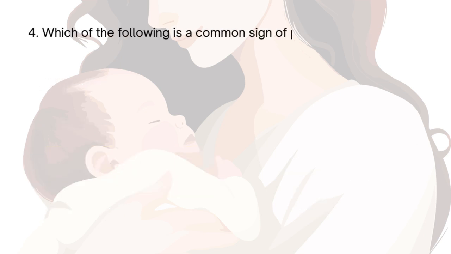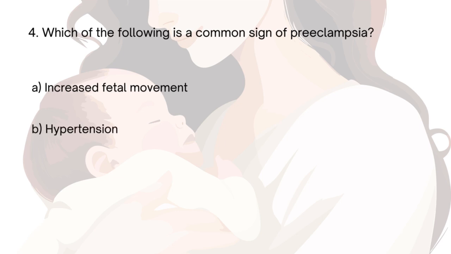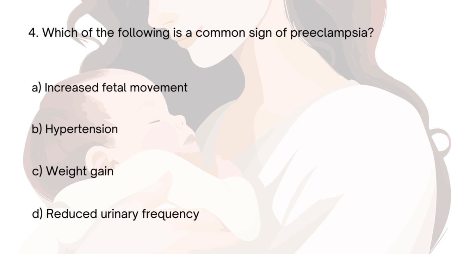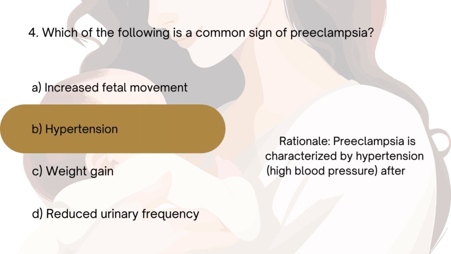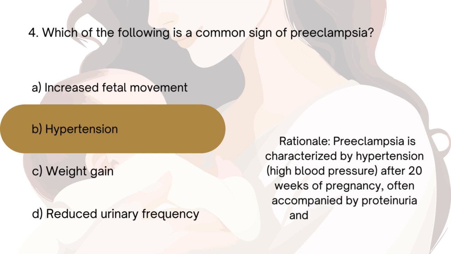4. Which of the following is a common sign of preeclampsia? A. Increased fetal movement. B. Hypertension. C. Weight gain. D. Reduced urinary frequency. Rationale: preeclampsia is characterized by hypertension, high blood pressure, after 20 weeks of pregnancy, often accompanied by proteinuria and other symptoms.